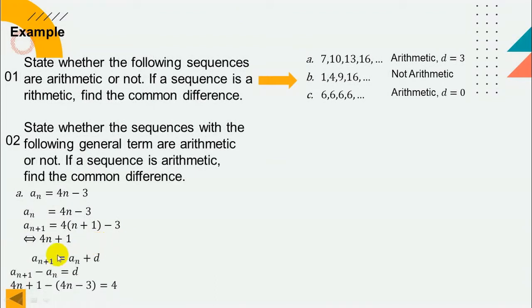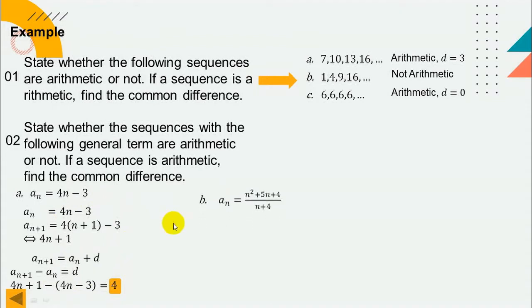So we need to find d. This one is from the remark, Un plus 1 equals Un plus d. So we want to find the difference. Un plus 1 minus Un equals d. So we have Un plus 1 is 4n plus 1 minus, open bracket, 4n minus 3, which equals 4. So from here, we get the difference is 4. So this one is called an arithmetic sequence.